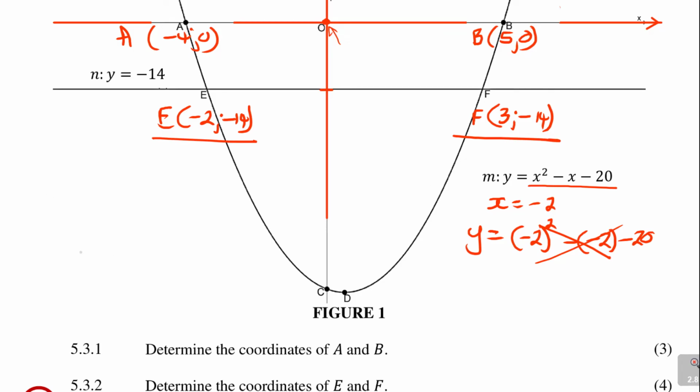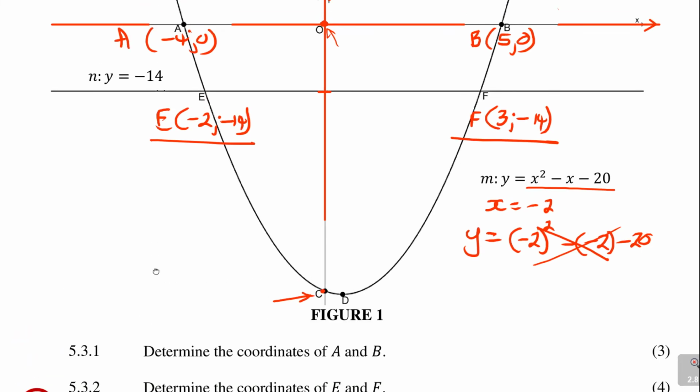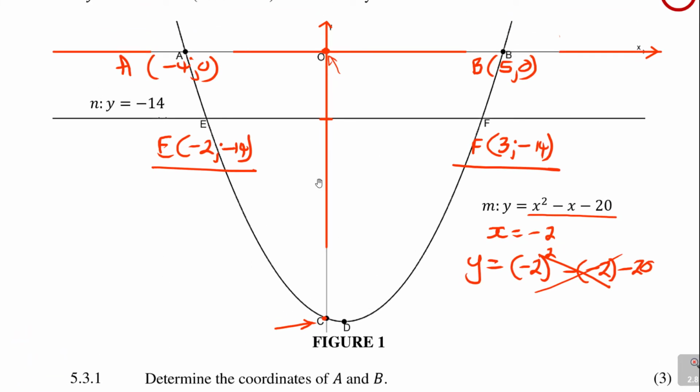Alright. Now moving on to the next question. So that was ENF's 5.3.3. Determine the y value of c. So now we're here on this one. They want the y value of c. So at c, you can see that it cuts the y-axis. Look at it. It is where it is cutting this y-axis here. It goes down and cuts.